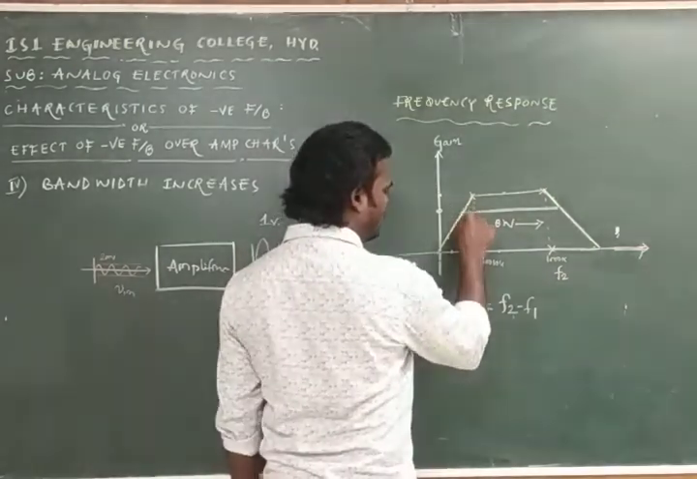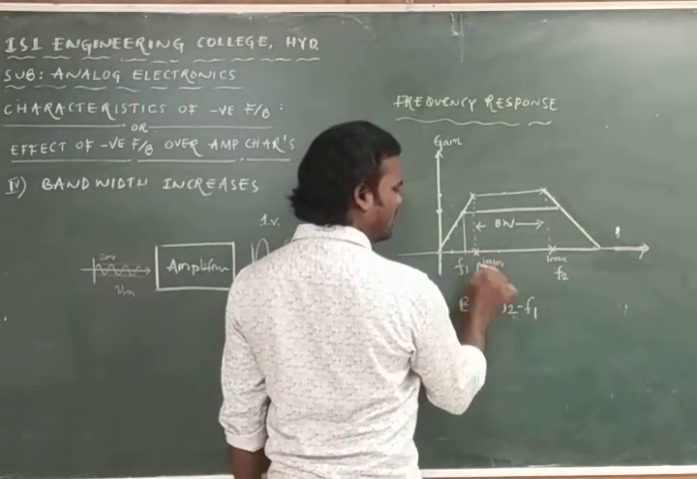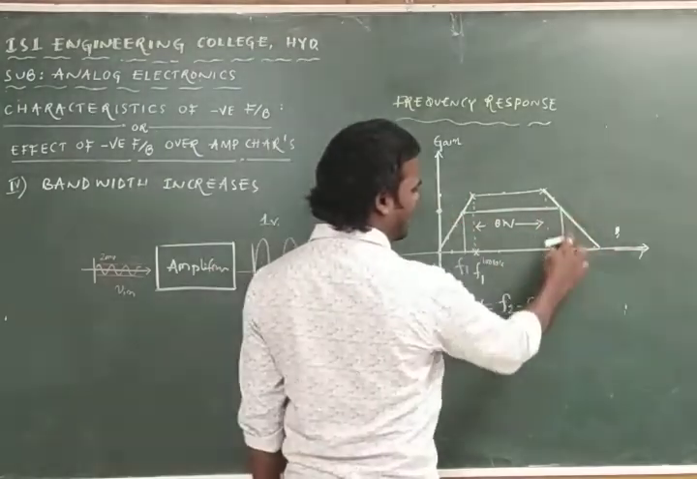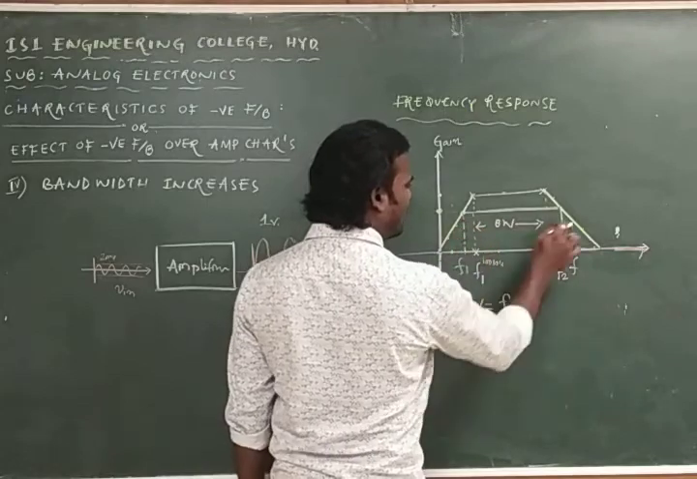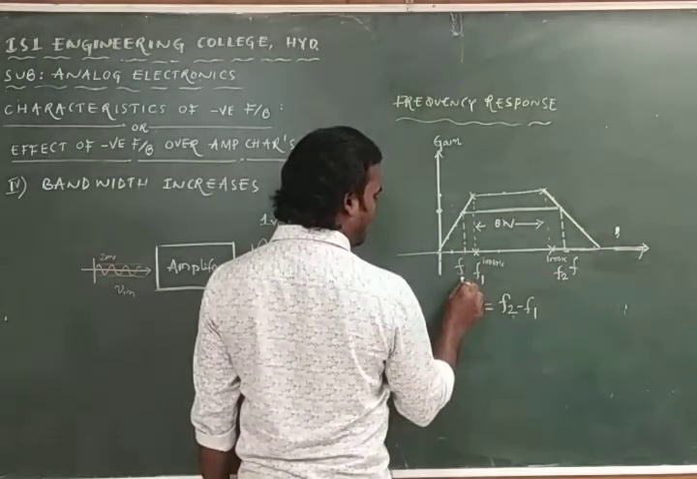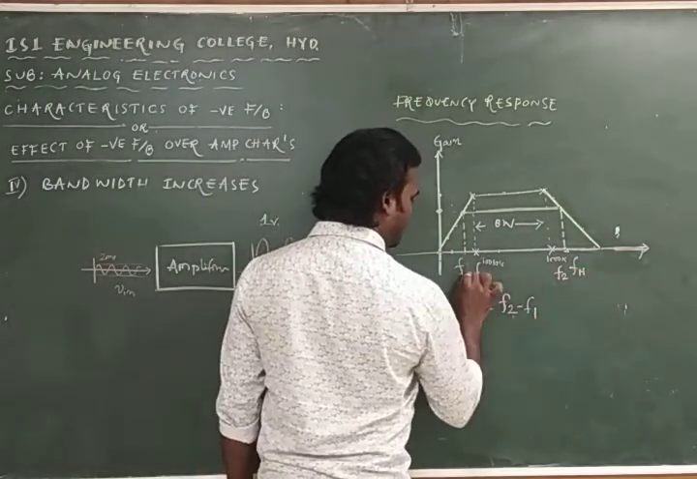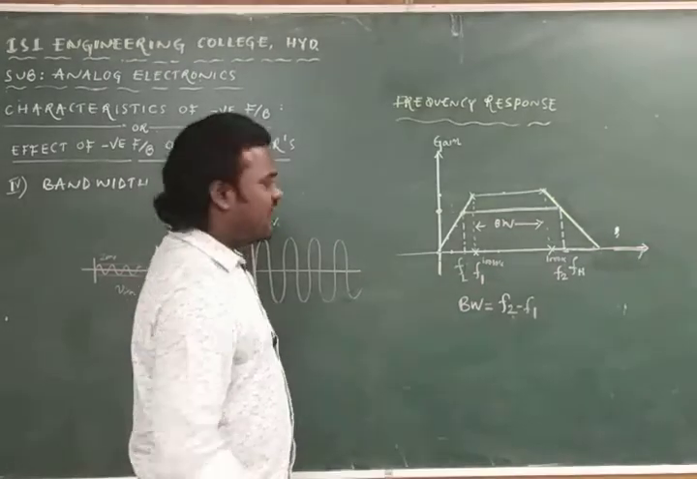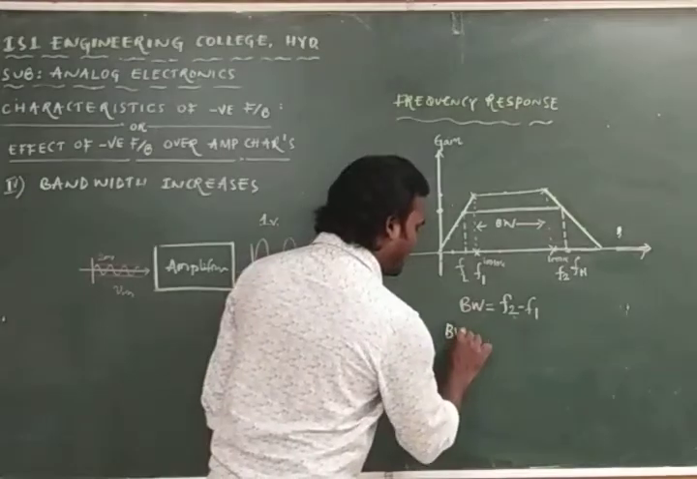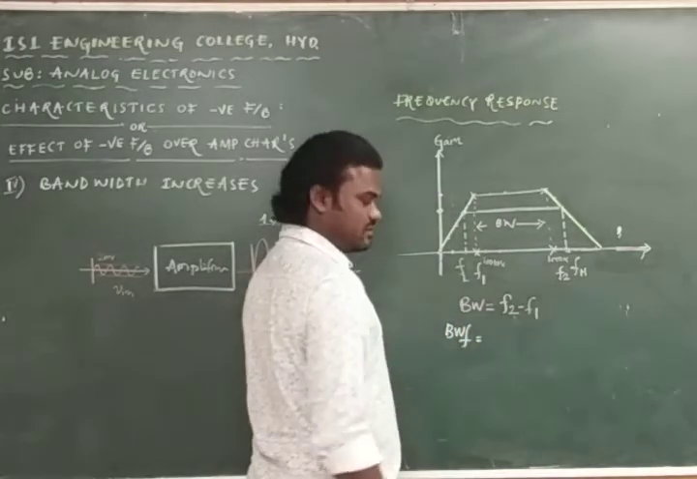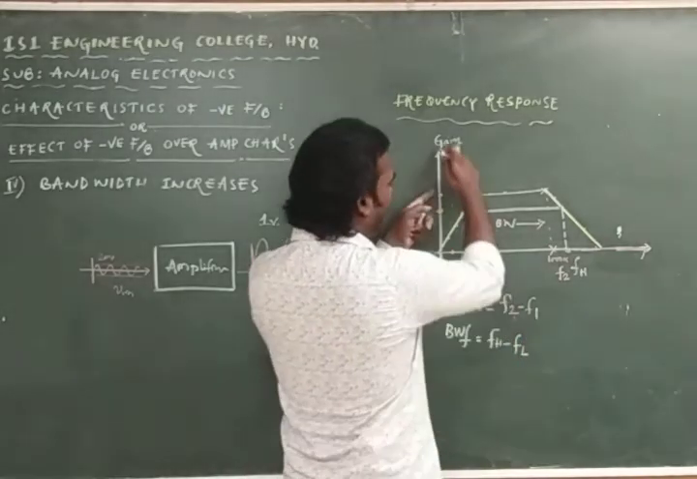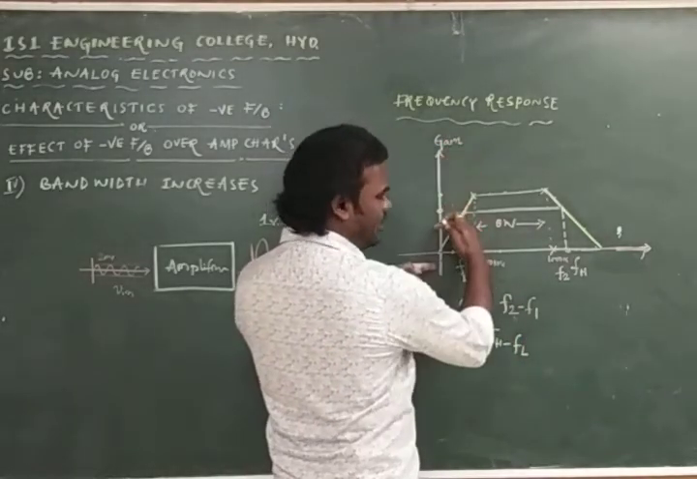So now from this I need to identify F1, this is F2. After employing the negative feedback, this is the diagram. So what is the bandwidth now? I can call this FH, and this FL. Then after employing the negative feedback, define bandwidth. Bandwidth BWF is equal to FH minus FL.